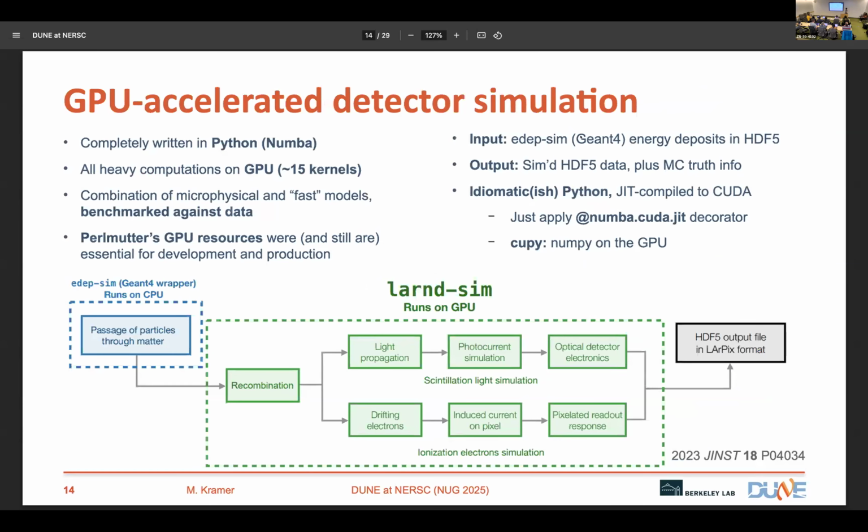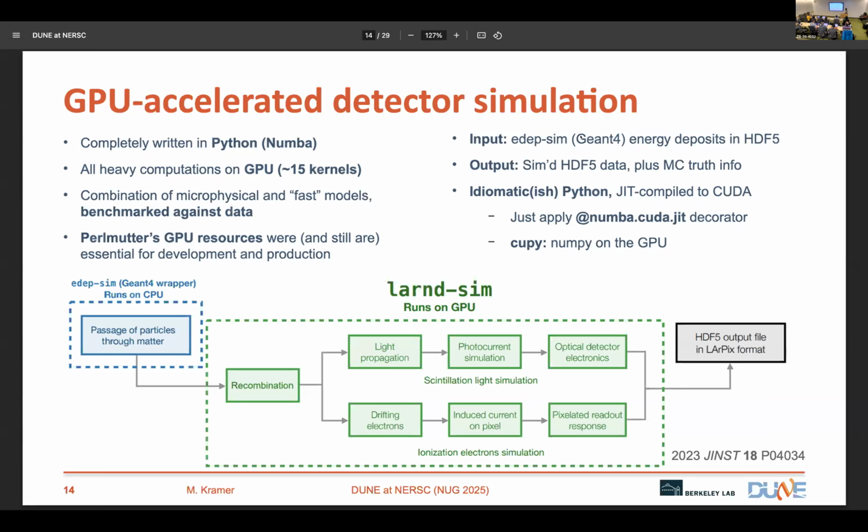First though, this LArND-sim package. There are a few things about it that are somewhat novel. At least at the time that this was written, these features were novel, maybe today not so much, but it's completely written in Python. So despite being written in Python, it's what we call a high performance package. You might find that a bit of an oxymoron. And we're still dealing with Python performance issues.